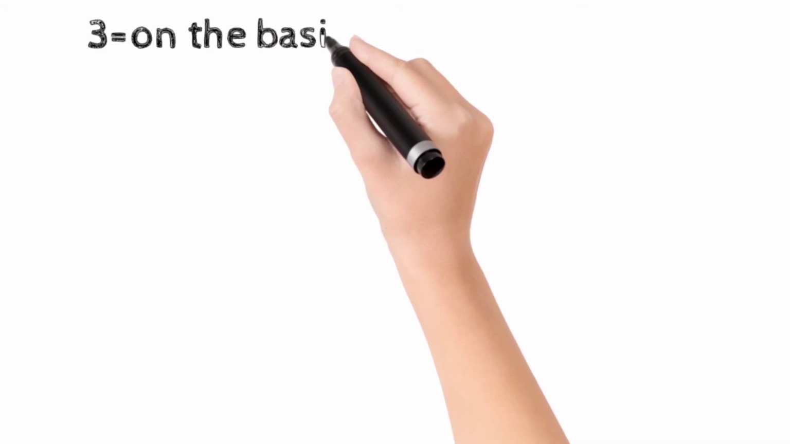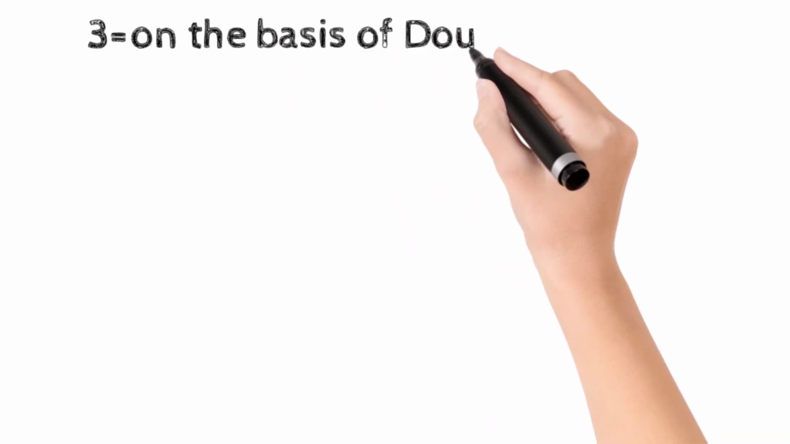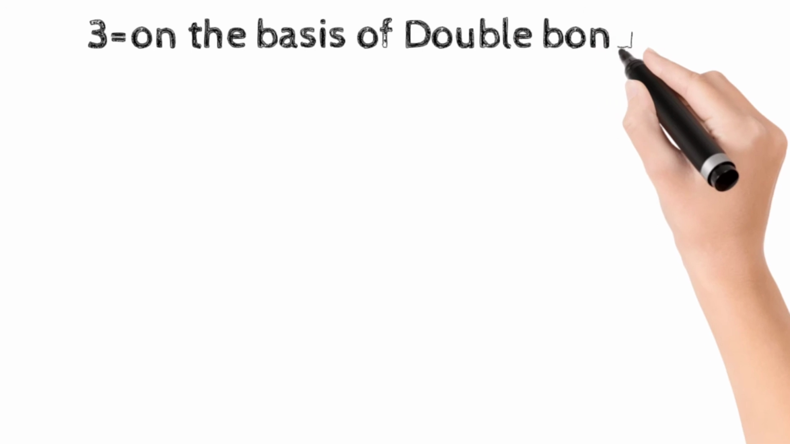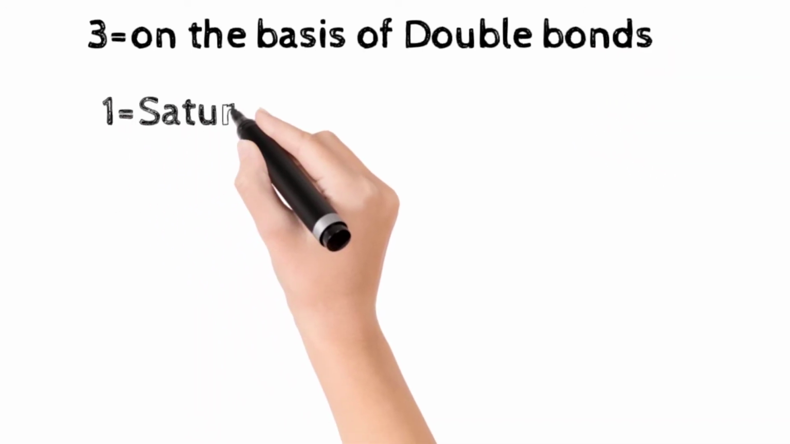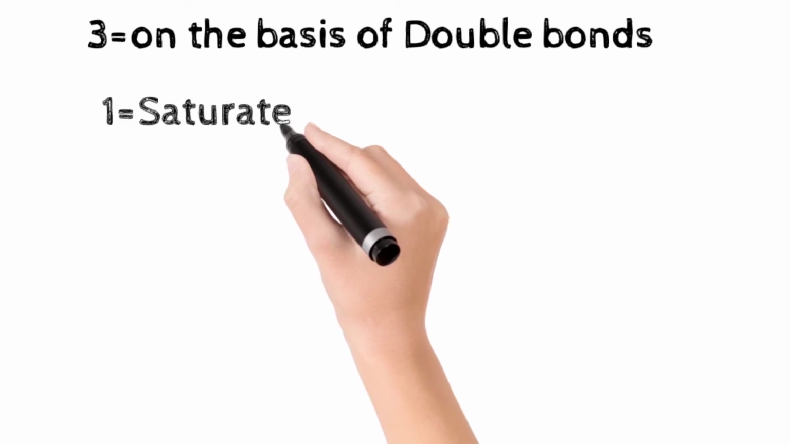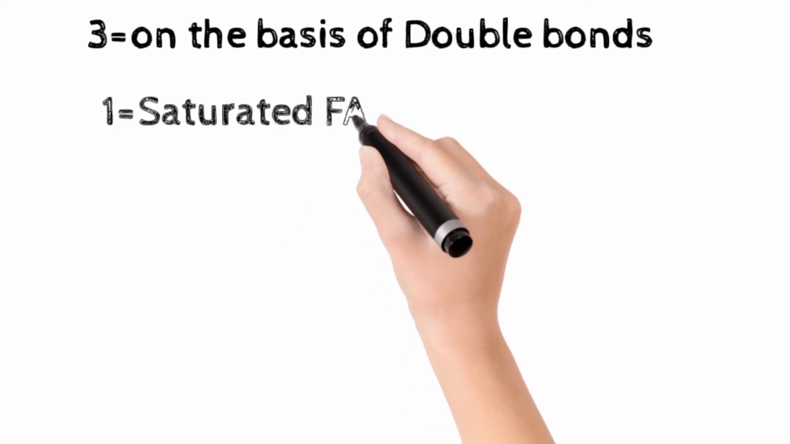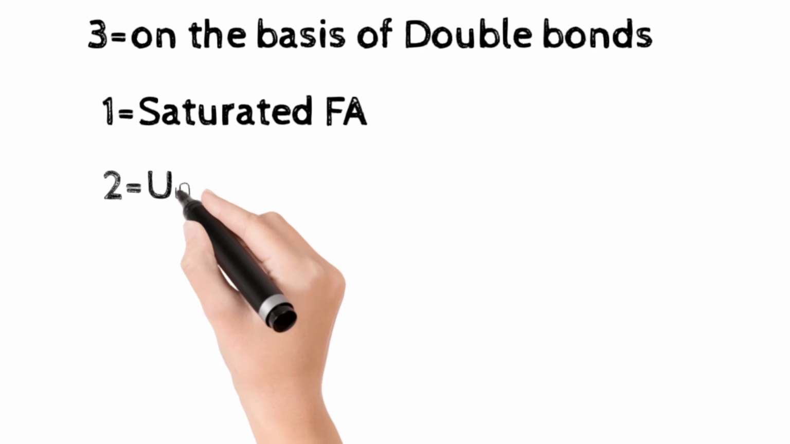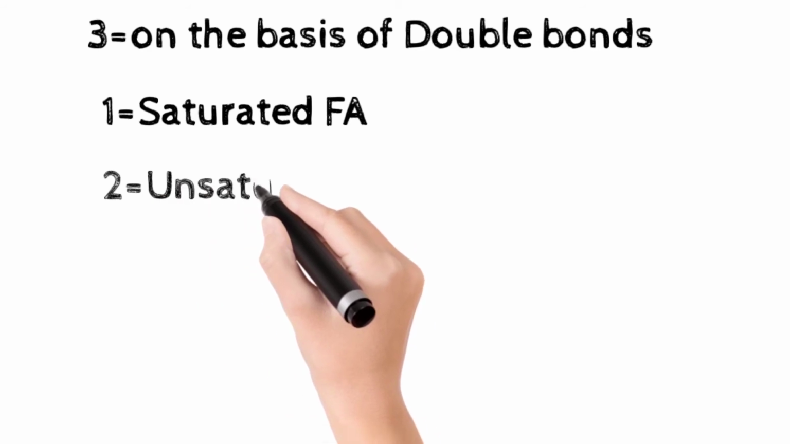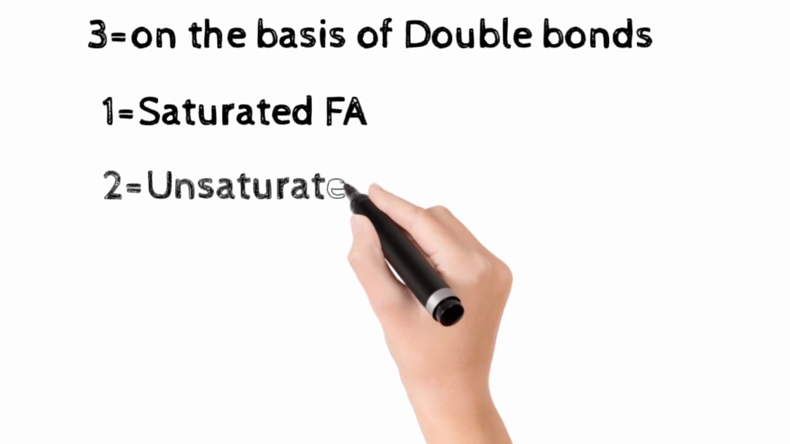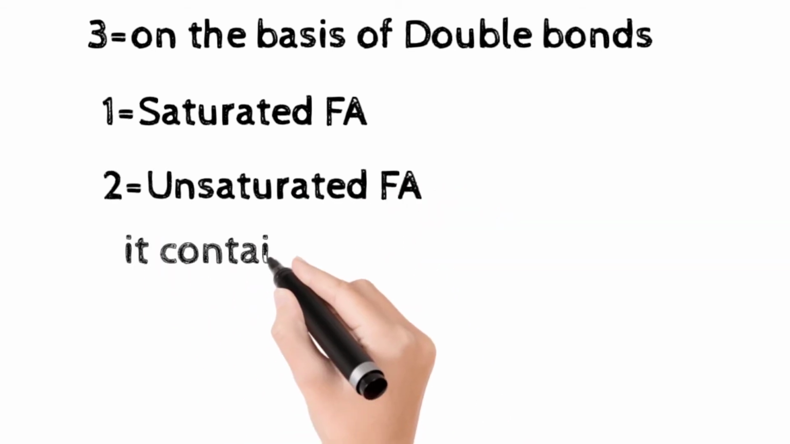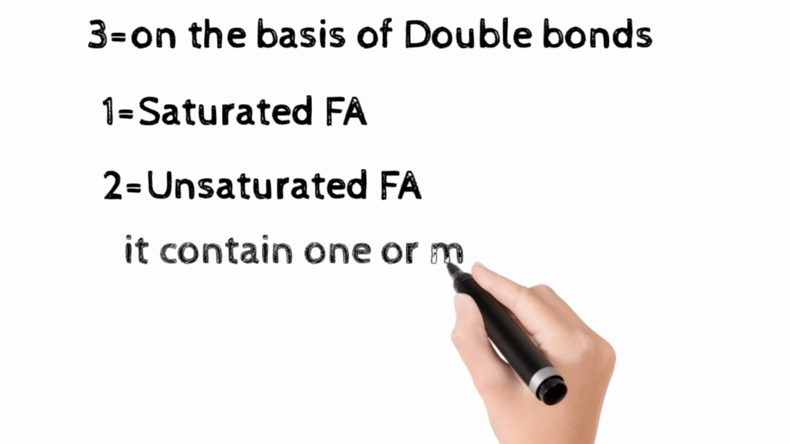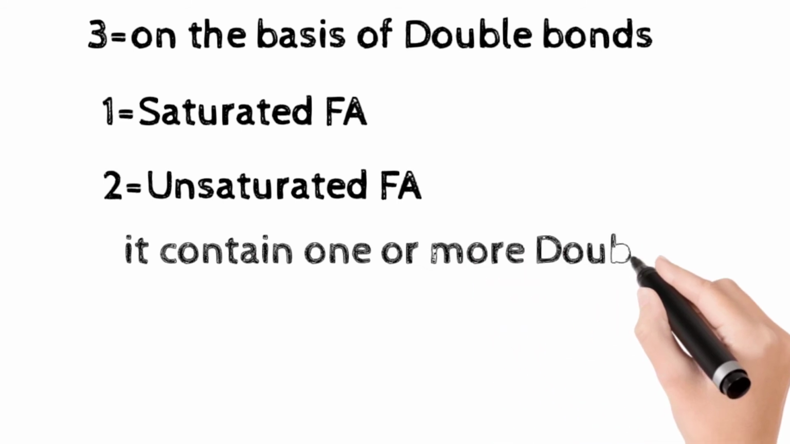Third, we make the types on the basis of double bond, whether the fatty acid has a double bond or not. First is saturated fatty acid. Saturated fatty acid does not have a double bond, and number 2 is unsaturated fatty acid. Unsaturated fatty acid contains one or more double bonds.